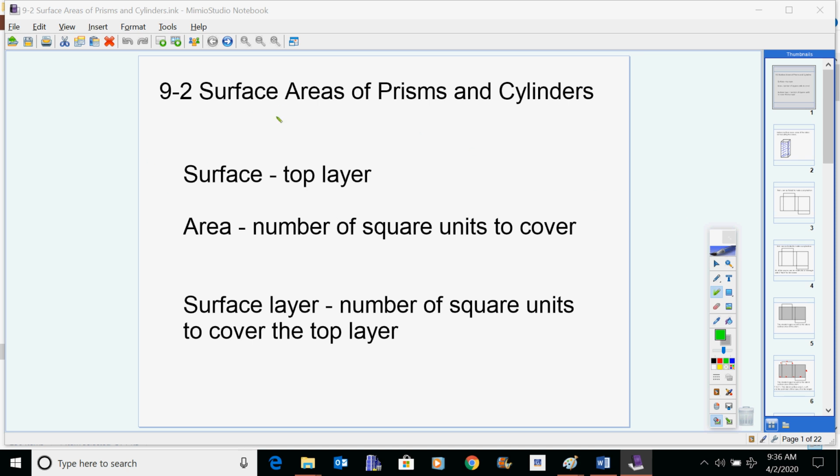All right, so surface areas of prisms and cylinders. If you remember from before, our definition of a prism basically has the same geometric shape on the top and the bottom, and then you've got flat surfaces on the sides, or in the case of a cylinder, you've got a round curvy side.